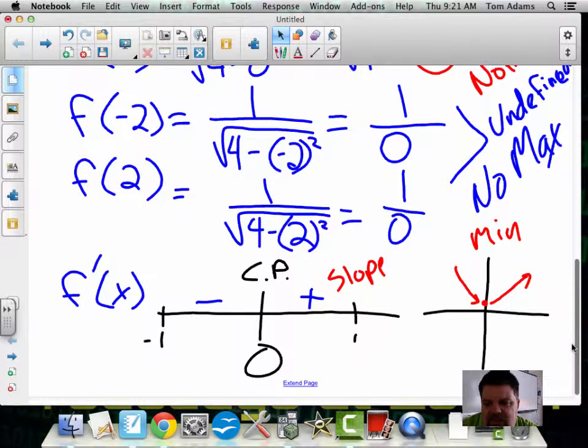And so this is all done analytically, numerically, algebraically, and the graph supports that. So you will be required to know how to do it algebraically, analytically, but it is nice to look at the graph and see what the answer is.